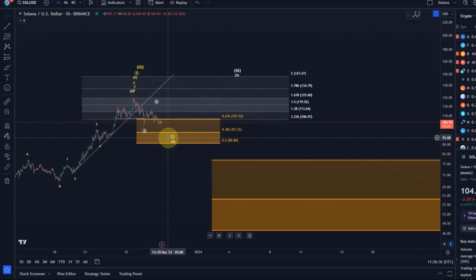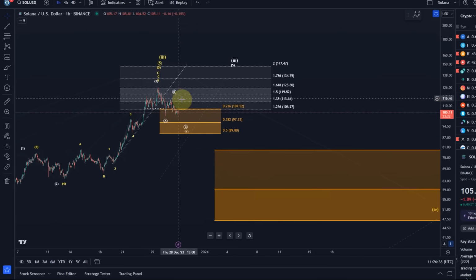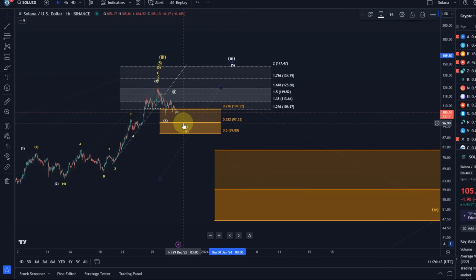Remember what we said. We highlighted that Solana can still give us one more extension higher in wave 3. And I'm going to follow that wave count until we break below $89.80. Surely, Solana doesn't need that one more extension, but it is still a reasonable interpretation as long as the support levels are holding.